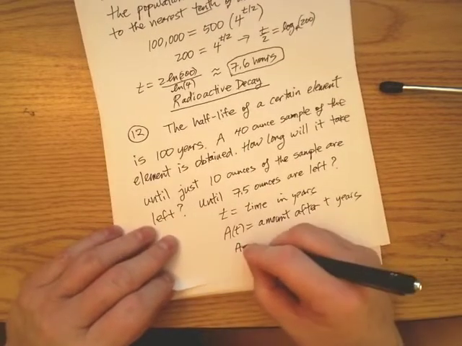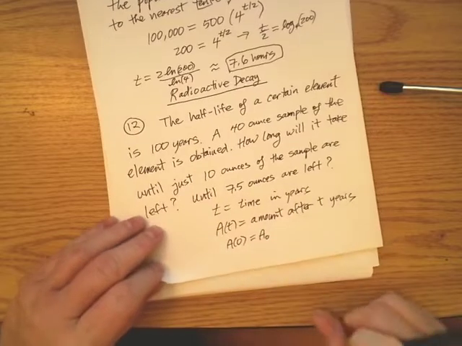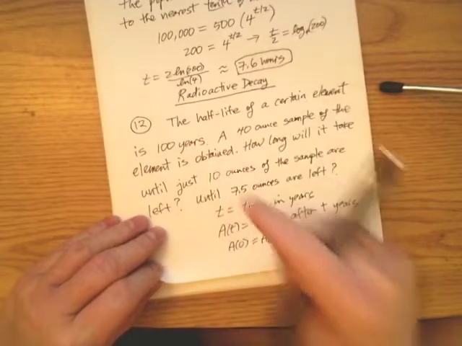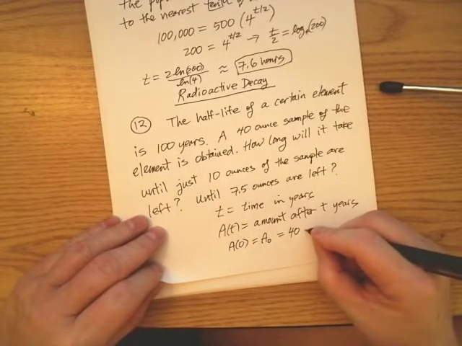Now I'm going to do this. A at 0, I like to sometimes go like this, A naught, A subscript 0. This makes you think of a constant, right? What is a constant for this particular problem? This is 40 ounces.